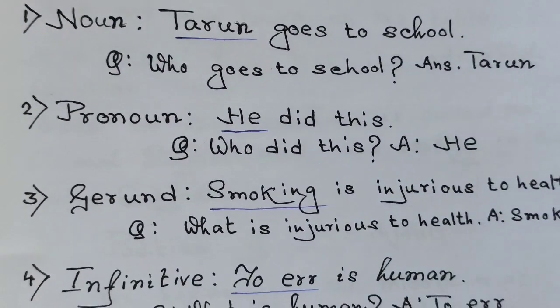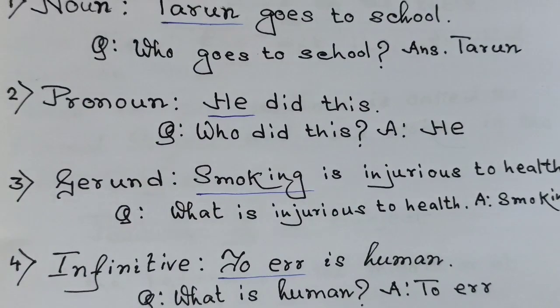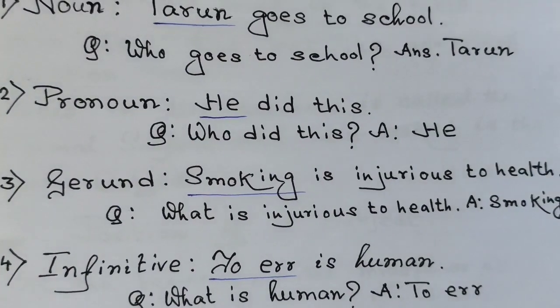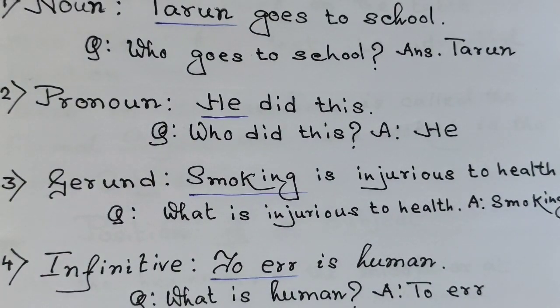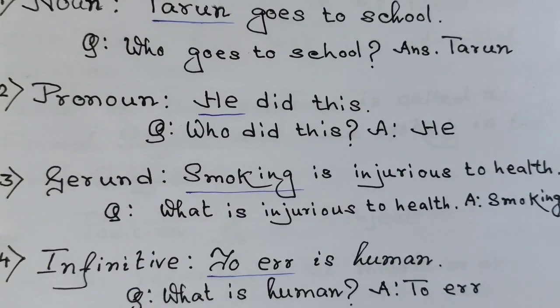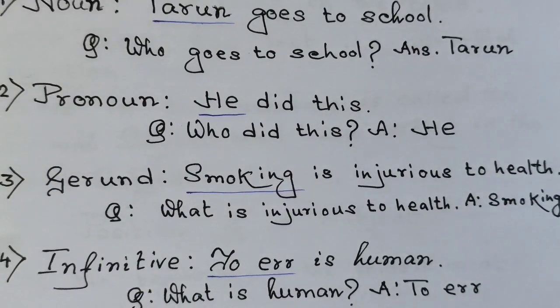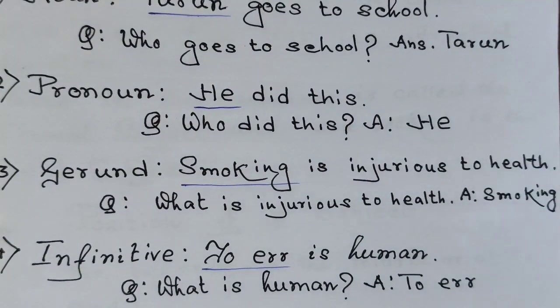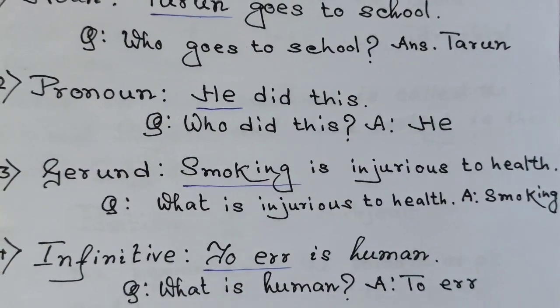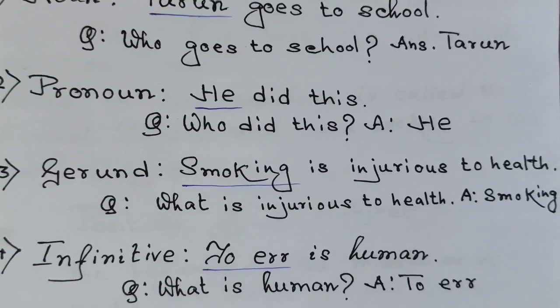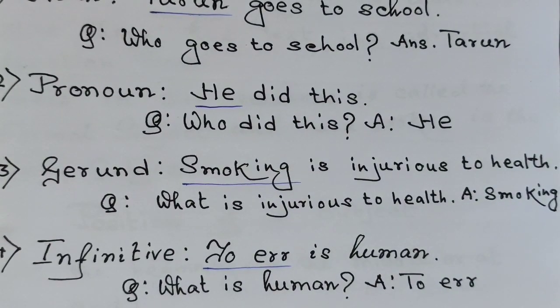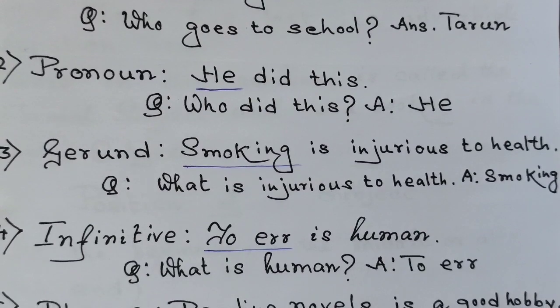The third one is that it's a gerund, which can be used as a subject. I can make another video on this, on gerunds, what gerunds are, how they can be used. If you tell me, you can write that in the comment section, then I'll be making a video on that. Smoking is injurious to health. The question is, what is injurious to health? It is smoking. Here in this particular sentence, smoking is the subject.